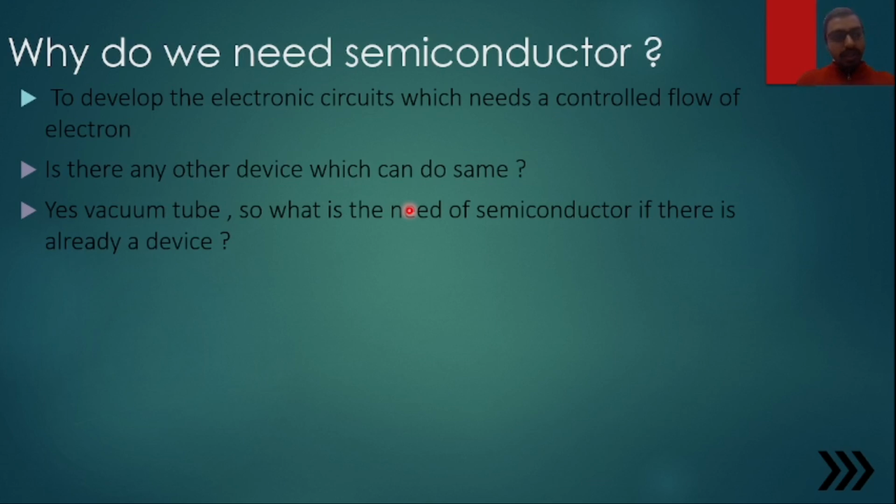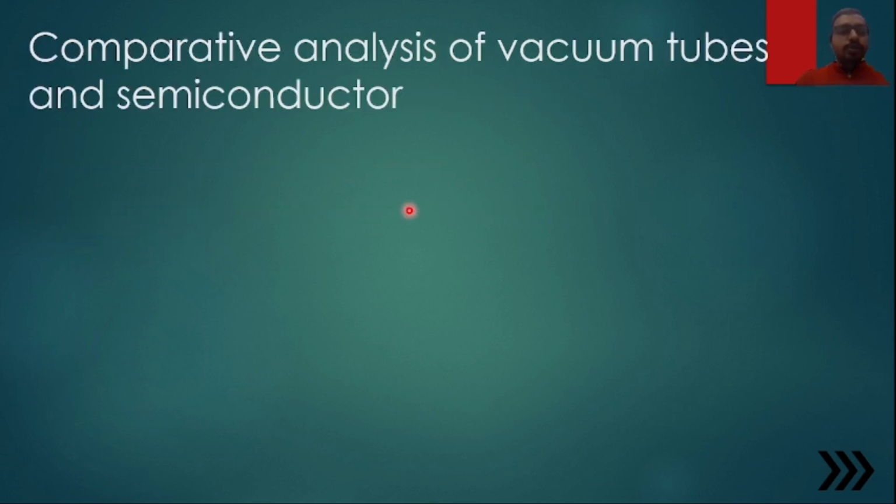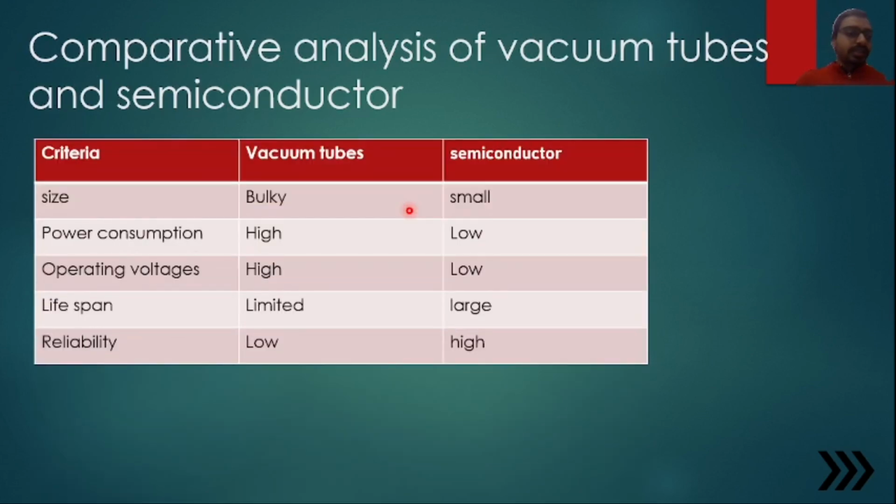It also provides controlled flow of electrons. So now your question should be, sir, if there is already a device like vacuum tubes, why do we need semiconductors? So let's do a comparative analysis of vacuum tubes and semiconductors based on different parameters. If we see the size, vacuum tubes are very bulky, or you can say very large. But semiconductors are very small, like a chip that everybody has seen.